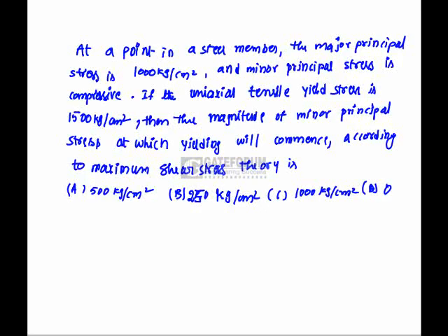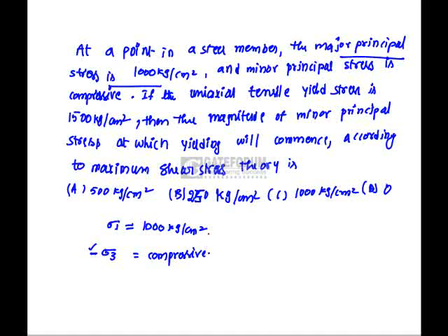The data given in the question: at a point in a steel member, the major principal stress sigma 1 is given as 1000 kg per centimeter square, and the minor principal stress is compressive. Since they have given the minor principal stress as compressive, we consider the negative sign for this. Tension we can take as positive.